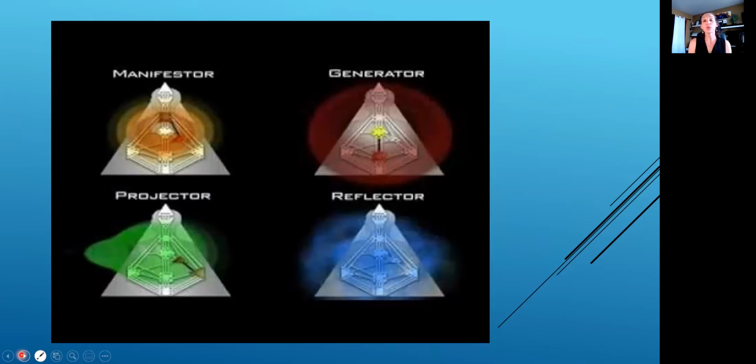When you know your aura and your type, you can start to learn to manage your energy and to create boundaries that are correct for you, which is one of the initial stages in learning how to really honor who we are in this life.